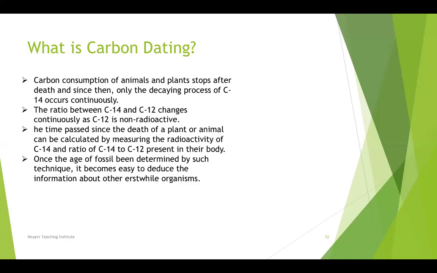The time passed since the death of a plant and animal can be calculated by measuring the extent of radioactive decay of carbon-14 and the ratio of carbon-14 to carbon-12 present in their body. This is called carbon dating. It is used in paleontology and anthropology in studying human fossils and manuscripts. Once the age of fossils has been determined by such a technique, it becomes easier to deduce any kind of information regarding which era this animal, plant, or species belonged to. So, from this, it seems that vertebrates originated much later after the invertebrates.